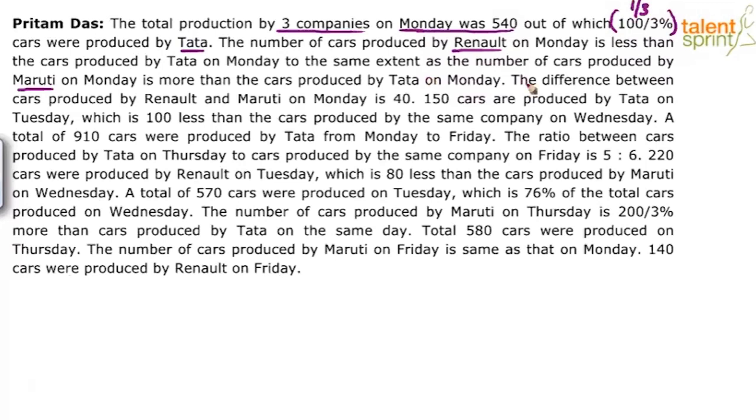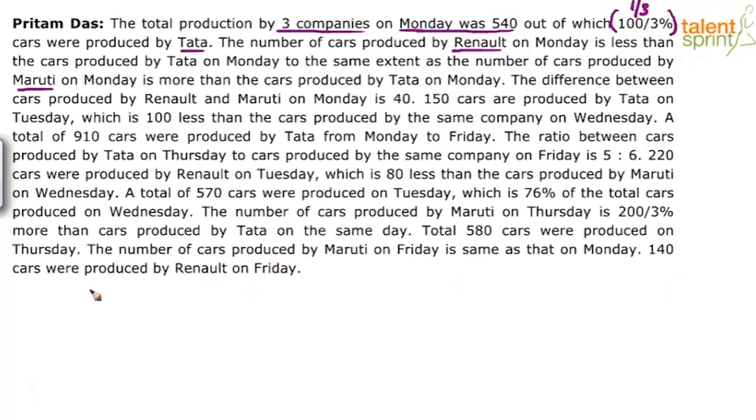Let me just read the next couple of statements to find out what kind of table we need to make. The difference between cars produced by Renault and Maruti on Monday is 40. 150 cars are produced by Tata on Tuesday, which is 100 less than the cars produced by the same company on Wednesday. 910 on Monday to Friday. So I think the data is about 3 companies over 7 days, or 5 days up to Friday, I guess.